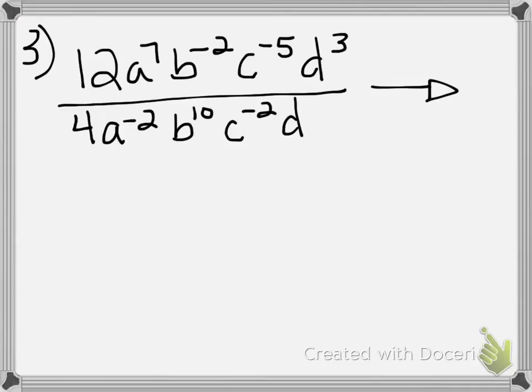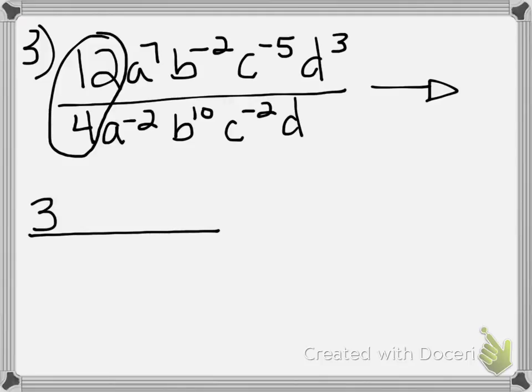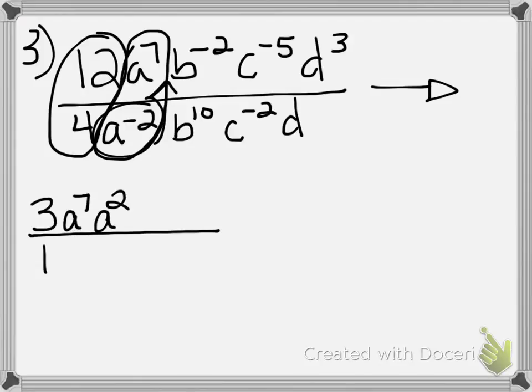So what I'm going to do, I'm going to draw my fraction bar. First of all, I notice with the 12 and the 4 is that I can actually reduce that fraction. I can divide them both by 4, so I get 3 and 1. Okay? And then notice my a's. I have a negative 2, so I'm going to need to move that up. So I'm going to have a to the 7th, a to the 2nd, and I'll handle that in a moment. Okay?